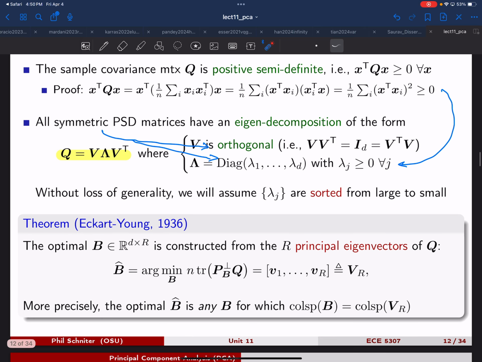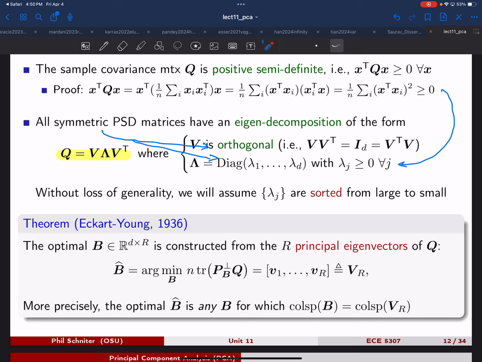So here's this main theorem that we will prove in a moment. The theorem says that to minimize this cost function, which is the one we derived on the previous page, we choose B to be the capital R principal eigenvectors of V. So that means that if we've done this sorting, we're just going to take the first R columns of that V matrix. And that's going to be the optimal B.